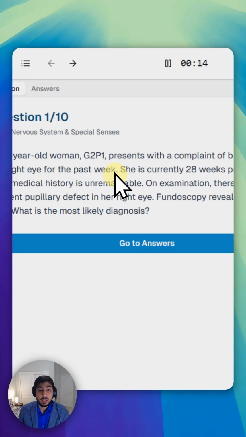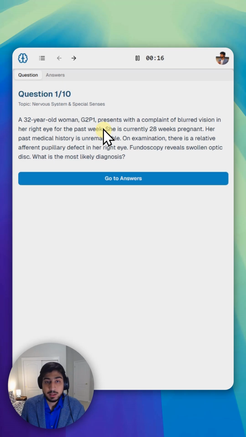Okay, she's 28 weeks pregnant, no past medical history, and she has a relative afferent pupillary defect in the right eye. Okay, oftentimes when you hear that word, RAPD, that's typically a sign of optic neuritis. Fundoscopy reveals a swollen optic disc. So there you go: swollen optic disc, RAPD, blurry vision, young woman. That's probably what it is.